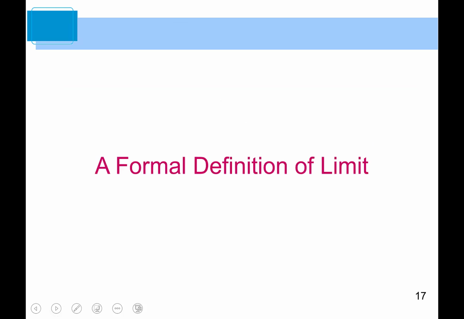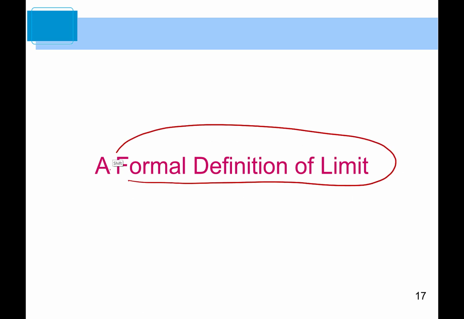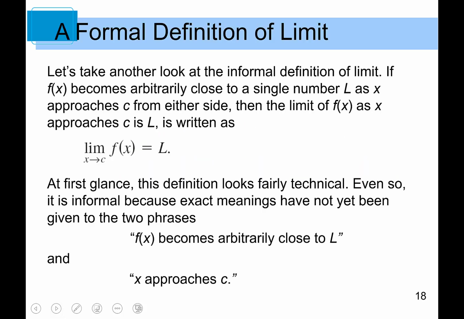So let's take another look at the formal definition of limit. Informal definition of limit: if f of x becomes arbitrarily close to a single value L as x approaches c from either side, then the limit of f of x as x approaches c is L. That's an informal definition.